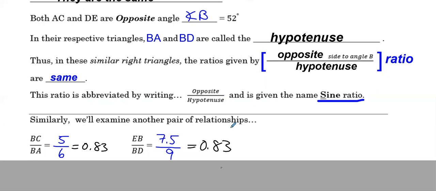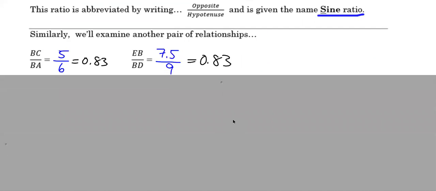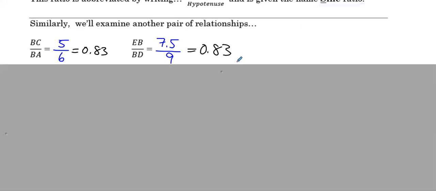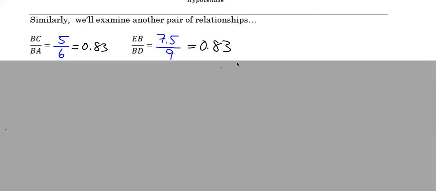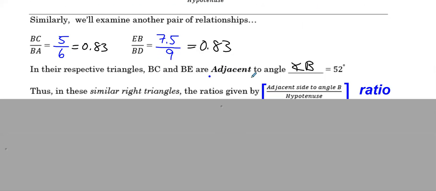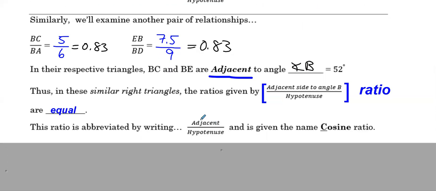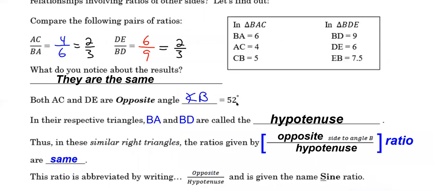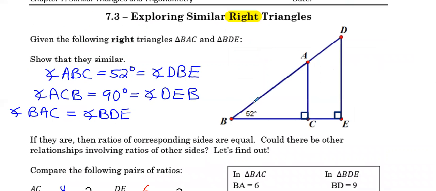And then similarly, in a very similar fashion actually, we're going to take a look at the relationships between other sides in the triangle. And this time though, again with angle B, we're taking a look at something called an adjacent side and the hypotenuse. So just to go back to this diagram here, this is kind of like your reference angle. So AC is opposite angle 52, and so is DE.